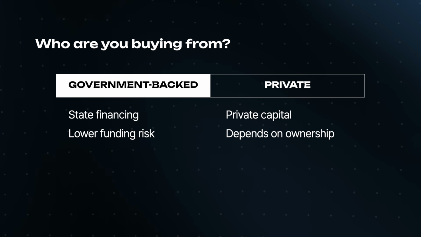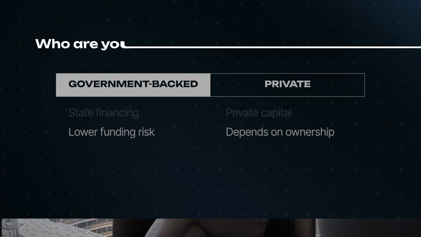So of course, the very first thing that I look at is which developer you are investing with. In the UAE, you have government-backed developers and you have private developers. So when we're looking at a developer, that is the first thing we will check out, is whether they're privately funded or whether they're backed by the government.